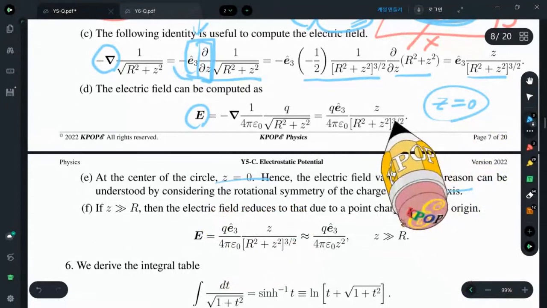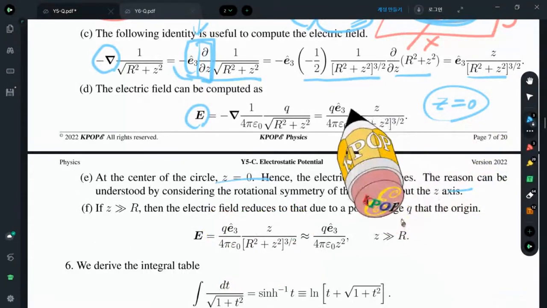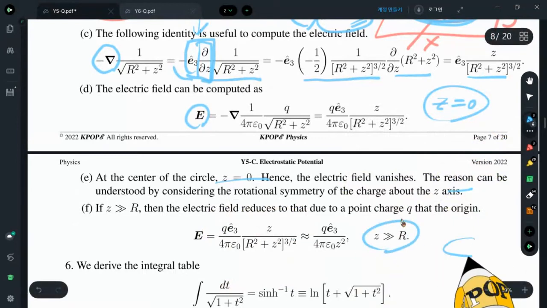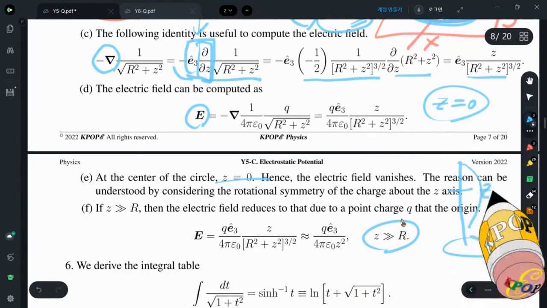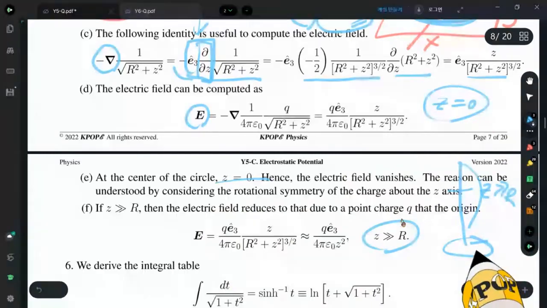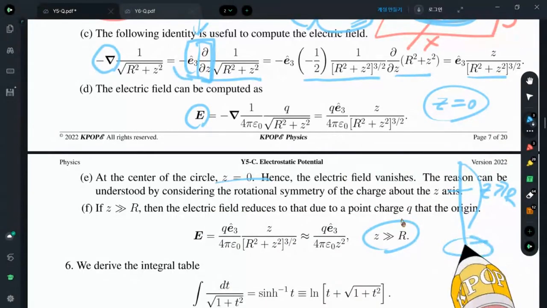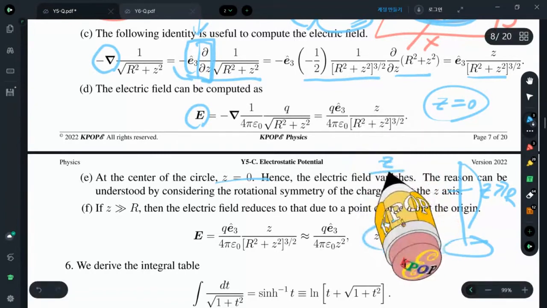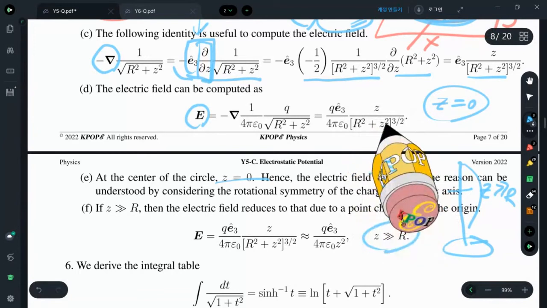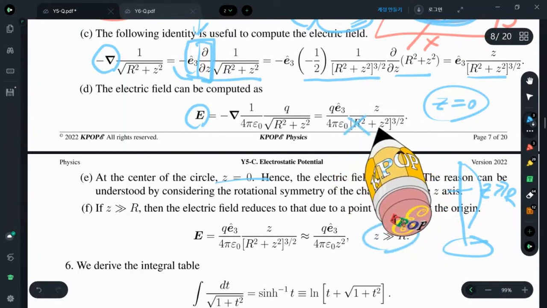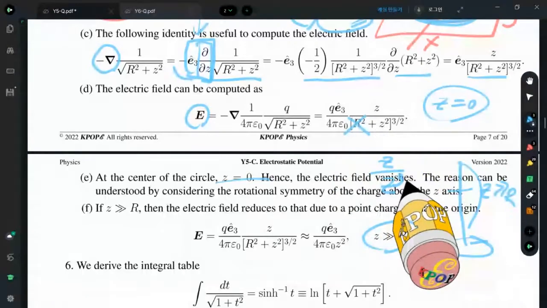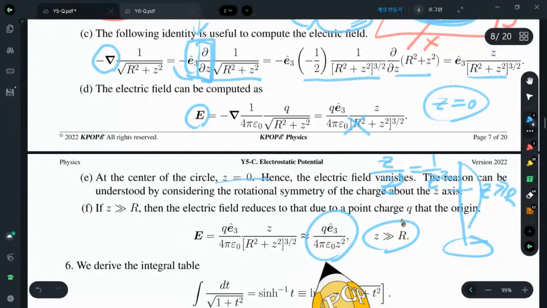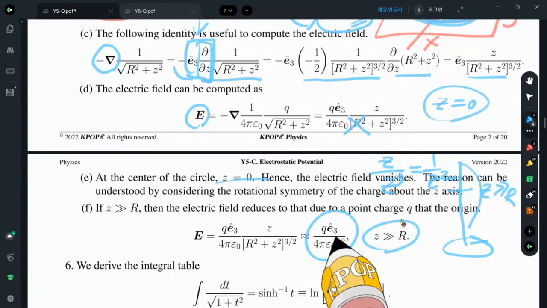When Z is very large in comparison with the radius, Z is much greater than the radius, then it looks like a single point charge. Let's see. This one becomes Z over Z cubed. When Z is much greater than R, we can replace this with Z cubed. It is just 1 over Z squared. Aha, this is identical to the case of a point charge.